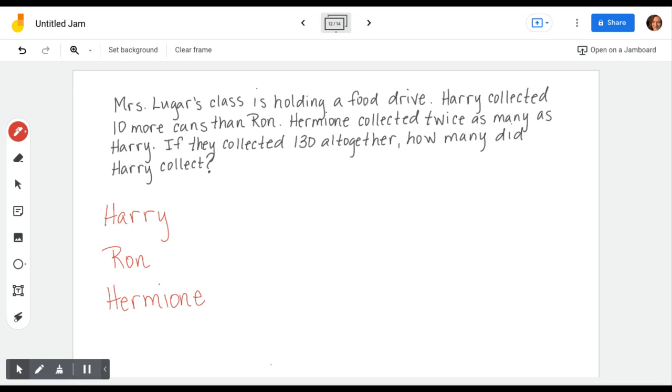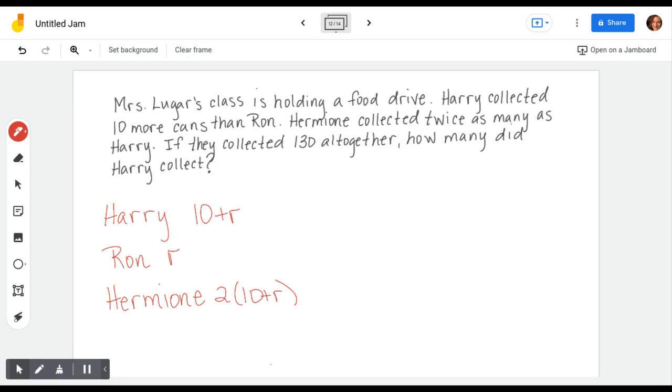It says Harry collected 10 more than Ron. So for Harry, I'm going to do 10 plus R. I'm just going to use R for Ron because that's the first unknown that it gives me. And for your variable, you always want to use a lowercase. So I'm going to call that 10 plus R. That means for Ron, I'm just going to say R. For Hermione, she was twice, or 2 times, as many as Harry. So I'm going to say 2 times, in parentheses, Harry's 10 plus R.